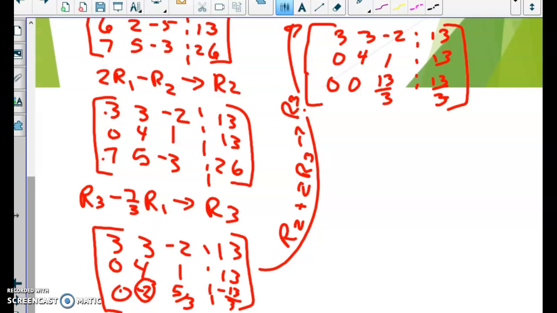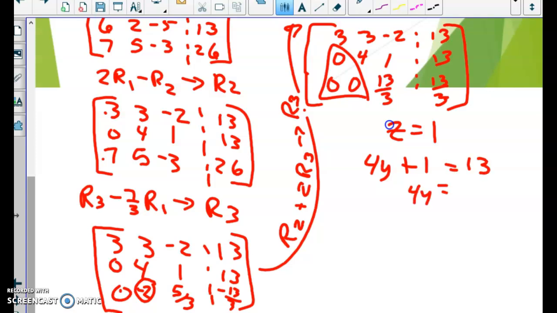So to get 0 in the last row second position, I took row 2, which was the 4, plus 2 times row 3, which is the negative 2, and then I put that in for row 3. And you can see what happened here. I get 13/3 z equals 13/3, so I end up with z equals 1. And now that I have this triangle in here, I can just put the rest of them in there. So 4y plus 1 times 1z equals 13. I get 4y equals 12.